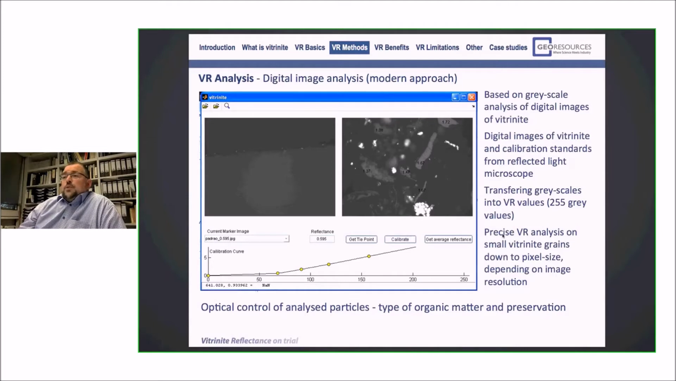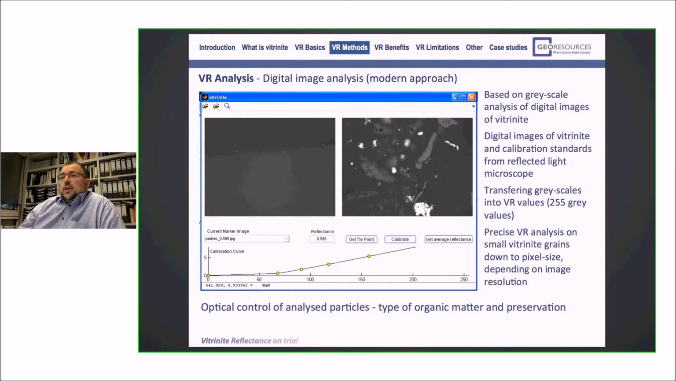This enables us to do precise vitrinite reflectance analysis on small vitrinite grains, like here. These grains are only about 10 to 20 microns big. And we can do it even down to pixel size, to only a few microns, depending on your image resolution. So we no longer measure an area, we just measure a point. And this point depends on the pixel size, on the image resolution of your system.